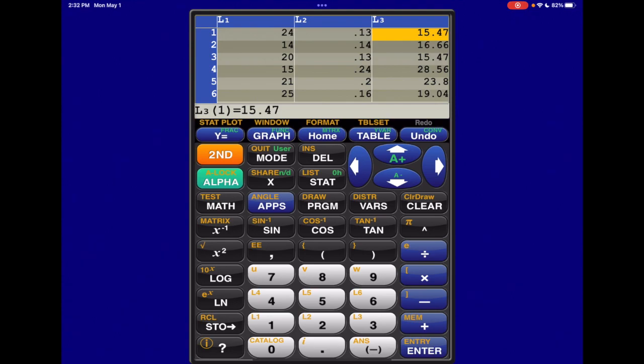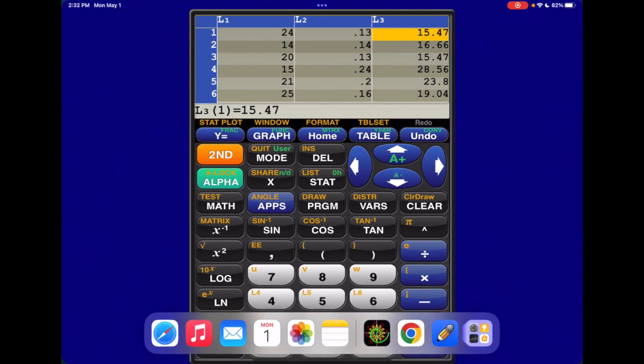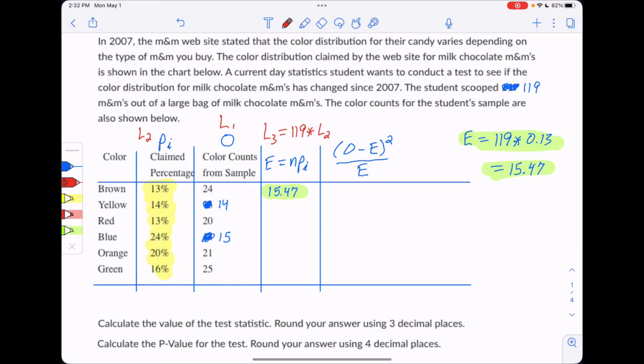So let's go ahead and move back over and fill those in the chart. You could do them one by one, but there's definite advantage to trying to use the calculator to do it all, and that advantage will come through more as we keep going on the problem. All right, so we got the 15.47 already. Writing down the rest of them, we have 16.66, 15.47, 28.56, 23.80, and 19.04.